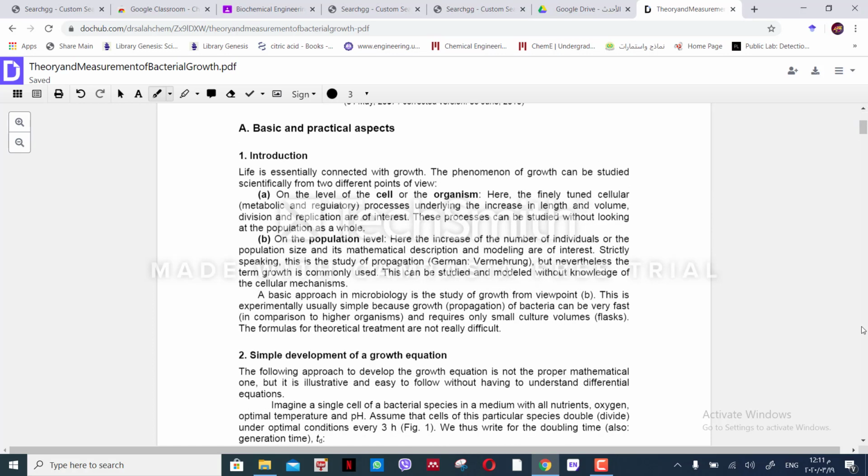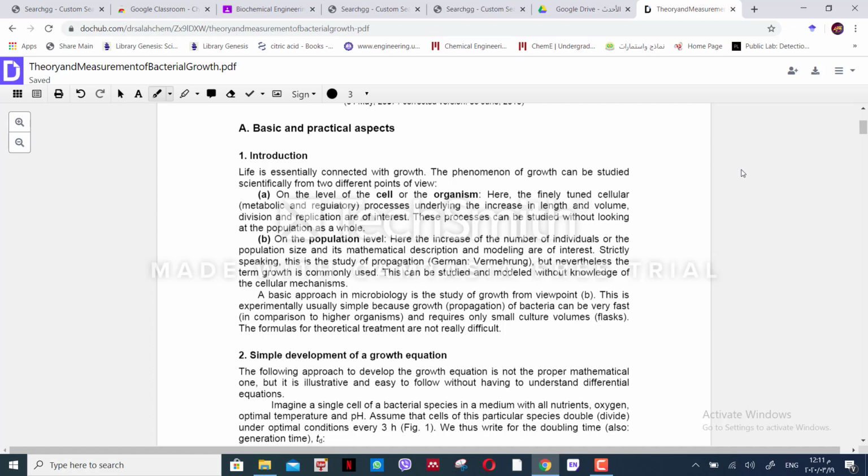Well, we continue our lecture on biochemical engineering. In this lecture, we are talking about bacterial growth. So we have to take, at first, the basic and practical aspects. Life is essentially connected with growth.